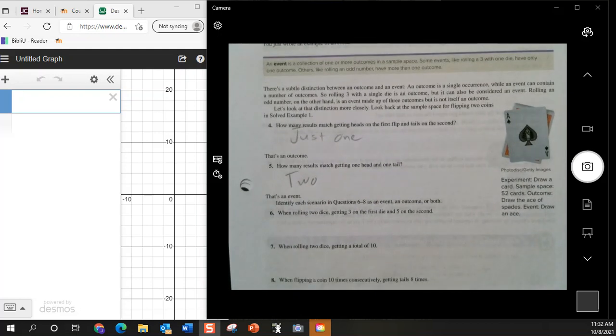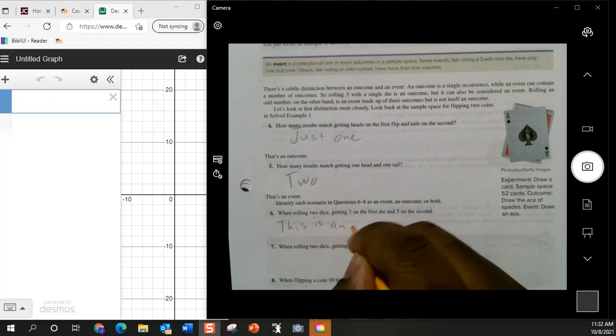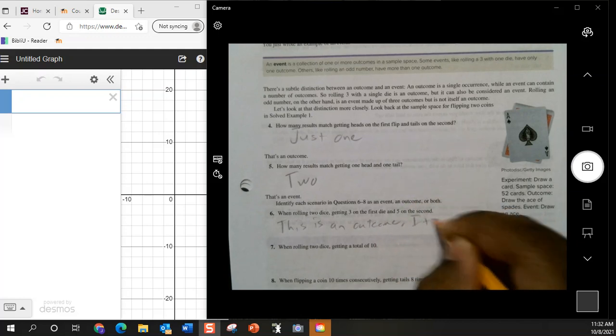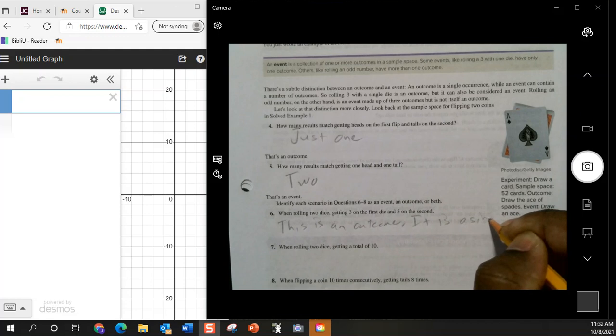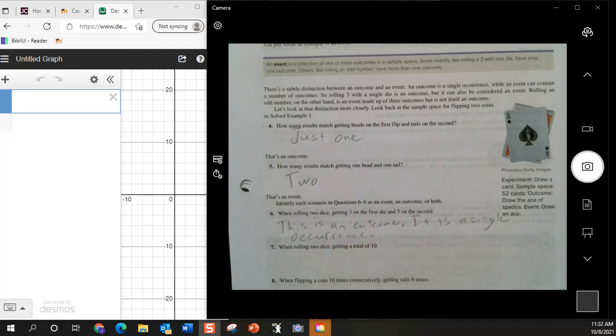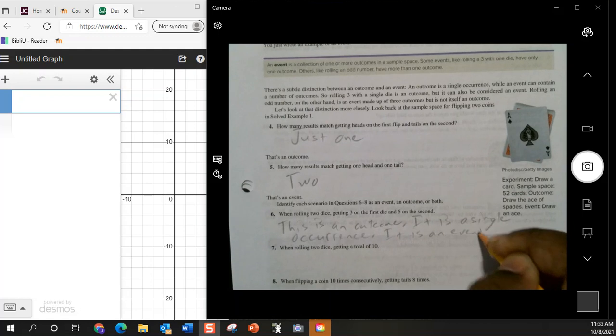Identify each scenario in questions 6 through 8 as an event, an outcome, or both. When rolling 2 dice, getting 3 on the first die and 5 on the second. All right, this is an outcome. It is a single occurrence. Now we can say it's an event as well.